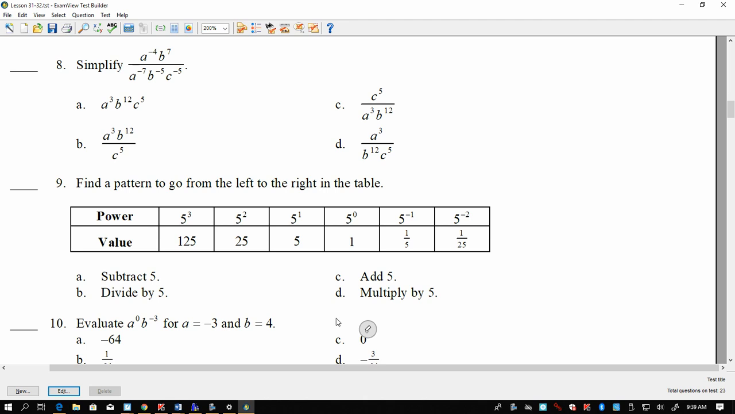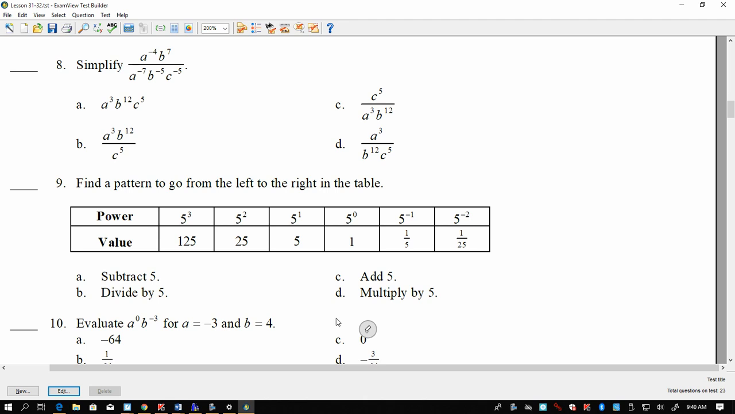So let's look at our a's here. We've got a to the negative 4th on top. We've got a to the negative 7th on the bottom. Which one do I want to move? Do I want to move a to the 4th down so it becomes positive, or do I want to move a to the 7th up so it becomes positive? You want to move a to the 4th down? Okay, that's going to provide an extra step, because when we do that, I have a to the positive fourth and a to the negative seventh.